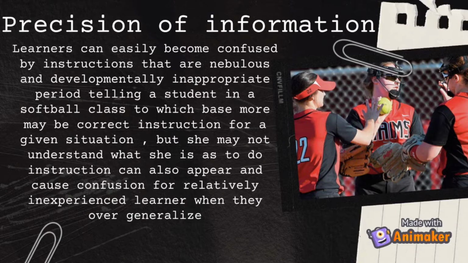Precision of information. Learners can easily become confused by instructions that are nebulous and developmentally inappropriate. Telling a student in a softball class to move to which base may be correct instruction for a given situation, but she may not understand what she is being told to do. Instruction can also appear and cause confusion for relatively inexperienced learners when they overgeneralize.